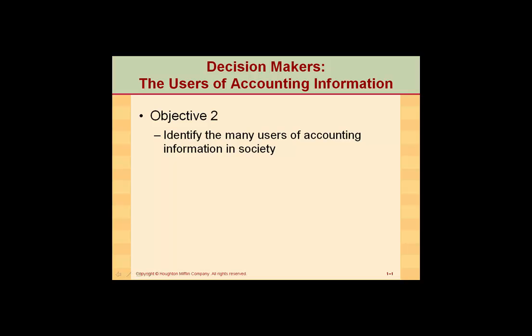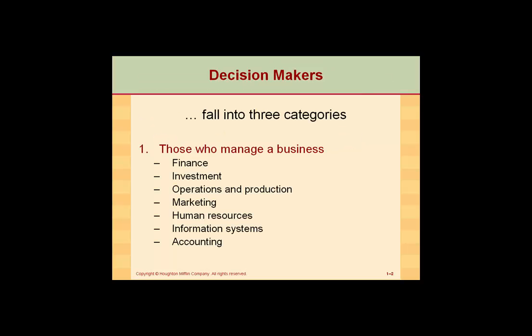Welcome to Objective 2 of Chapter 1 in our supplemental presentation. In this objective, we're concerned with identifying the many users of accounting information in society. Decision makers usually fall into three categories: those who manage the business, and they can have specialties such as those listed on this slide.